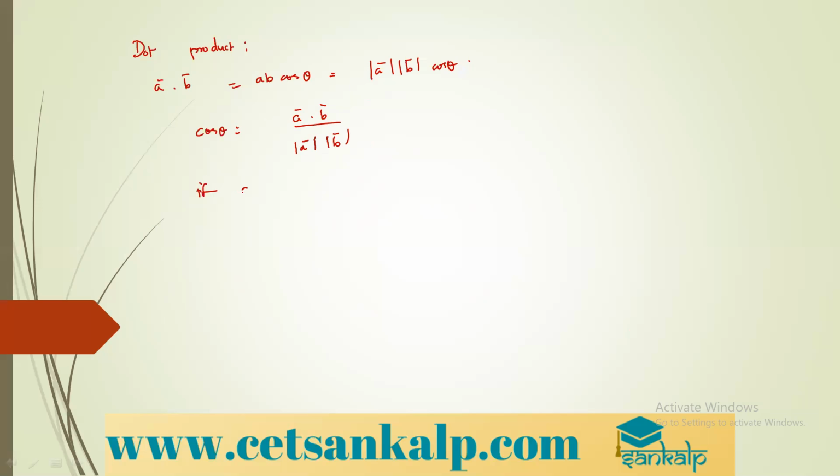This will be helpful to find angle theta. So if A dot B equals 0, then either A will be 0 or B will be 0. Suppose A is not 0 and B is not 0, but still A dot B equals 0. That implies A will be perpendicular to B, or cosine theta will be 0. That means theta will be pi by 2.